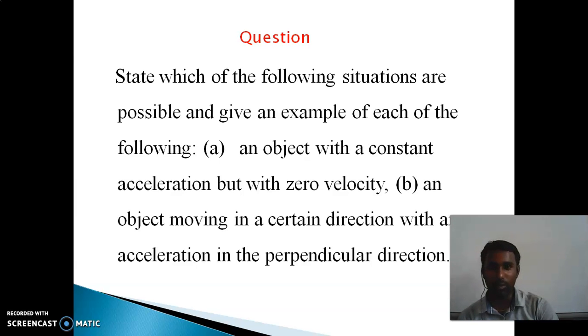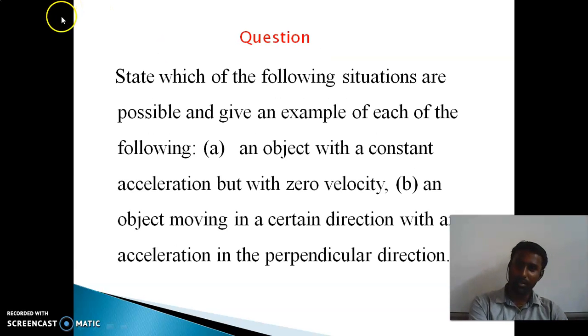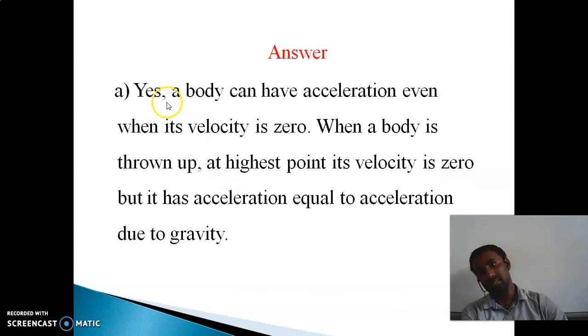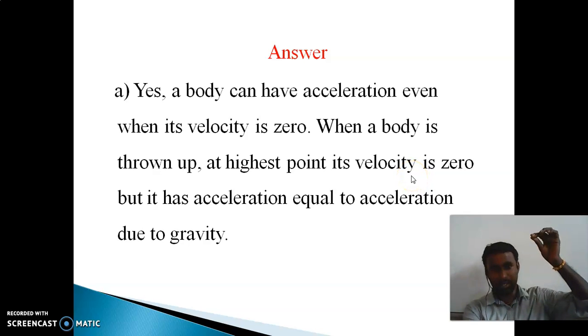So here I will say the answer. The first one: an object with a constant acceleration but with zero velocity. Is there any possible way? Yes. A body can have acceleration even if its velocity is zero. When a body is thrown up, at the highest point its velocity is 0. Suppose we throw anything, at the highest point it reaches, the velocity will be 0.